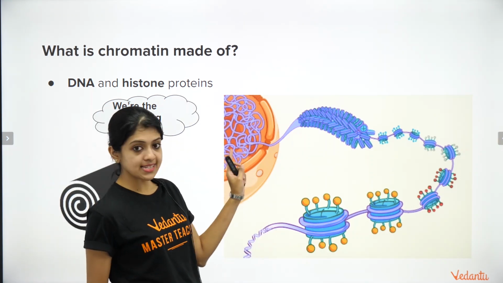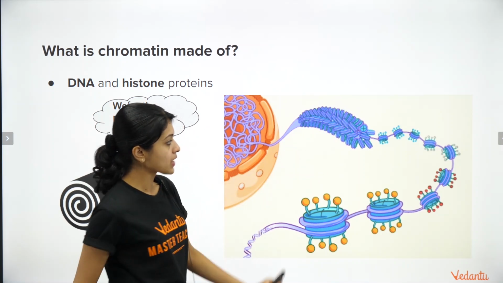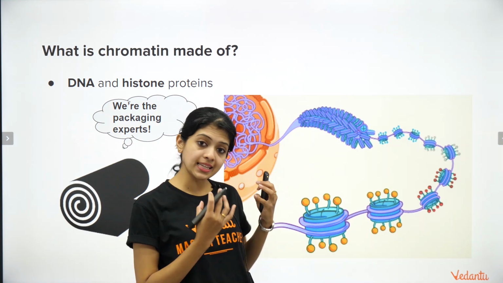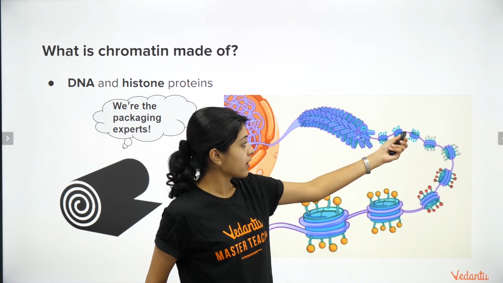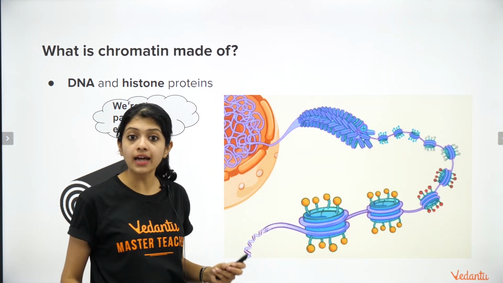Now you can see this is the chromatin that I pull out of the nuclear pore of the cell and zoom into it. This is the DNA. It's made up of DNA. That's what I'm saying. These are histone proteins. The bead-like structures that you see are the histone proteins.